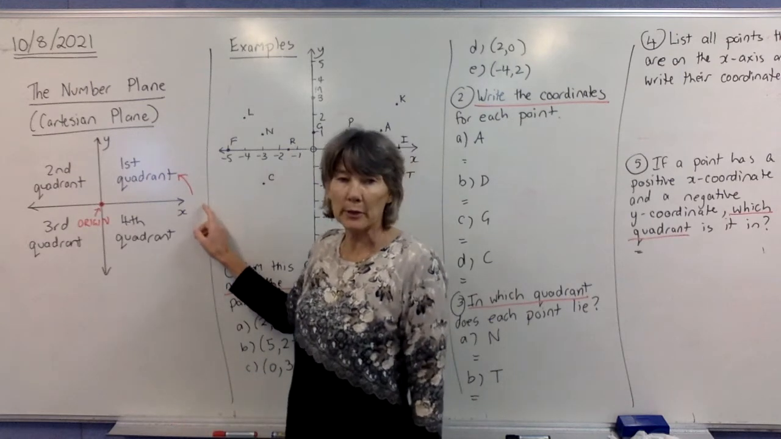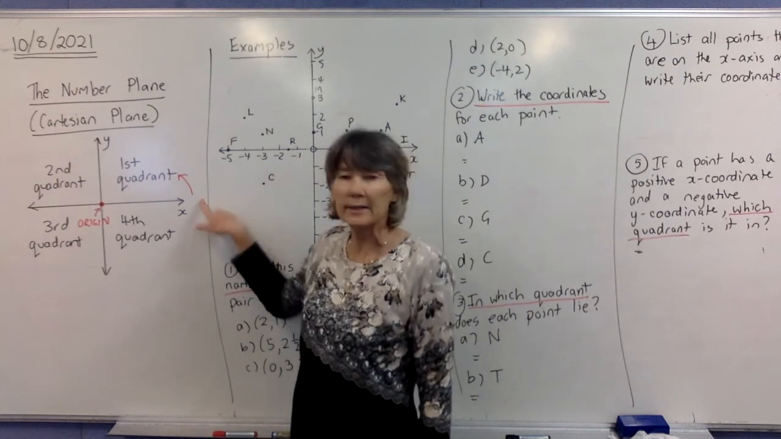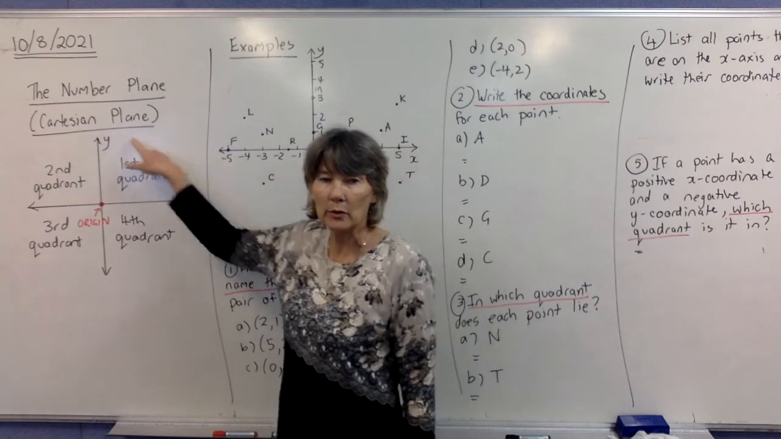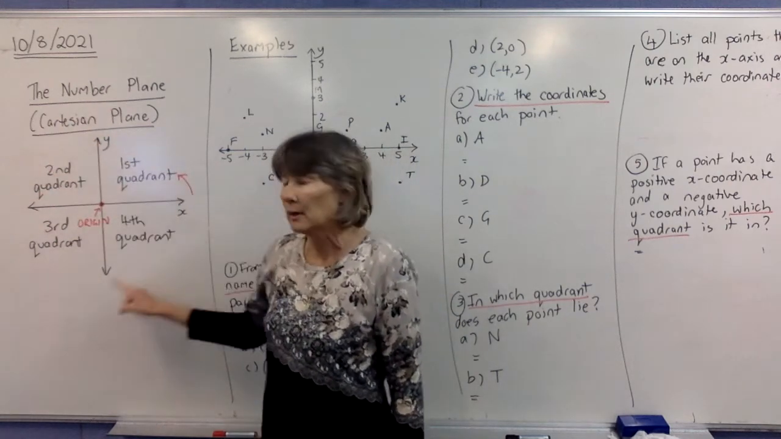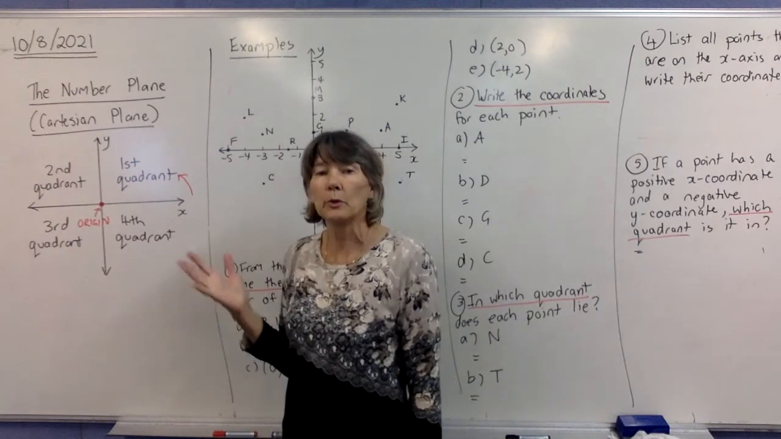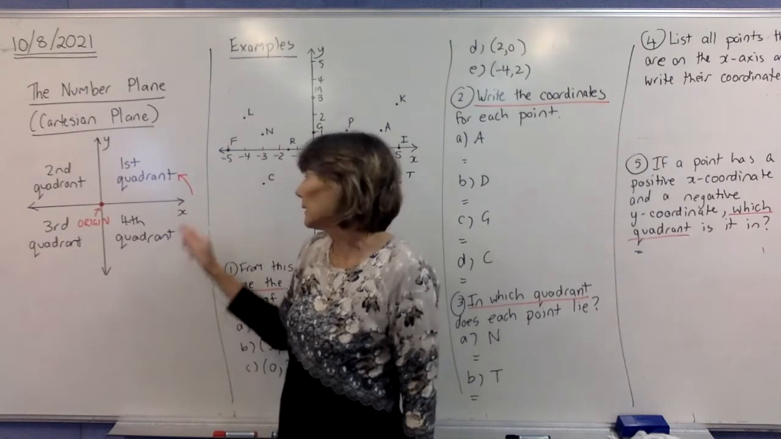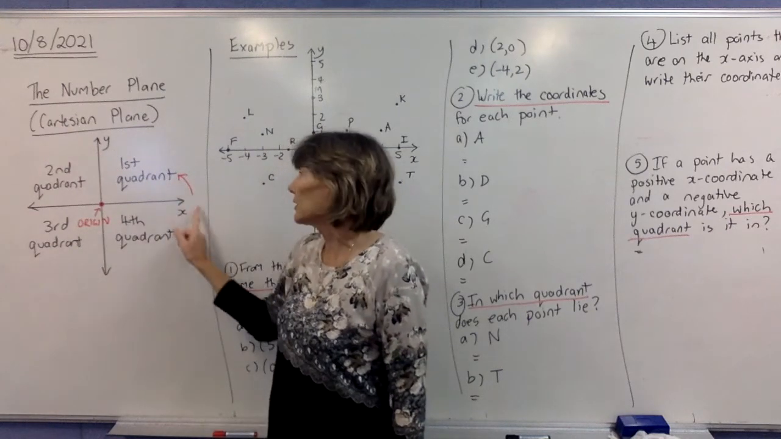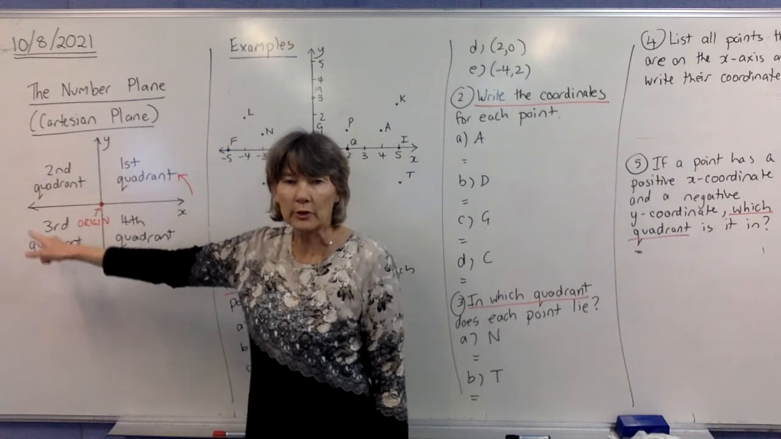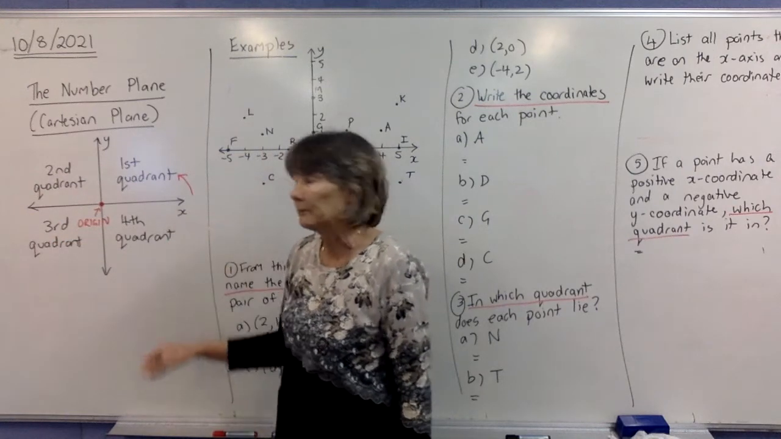Okay, now you do need to know what the quadrants are. So quadrants start from here and we go around this direction. So we're going anti-clockwise. There's a reason for that, which we will build on in year 9, but at the moment just learn that it starts here and goes this direction. So this is the first quadrant, second quadrant, third quadrant and fourth quadrant.